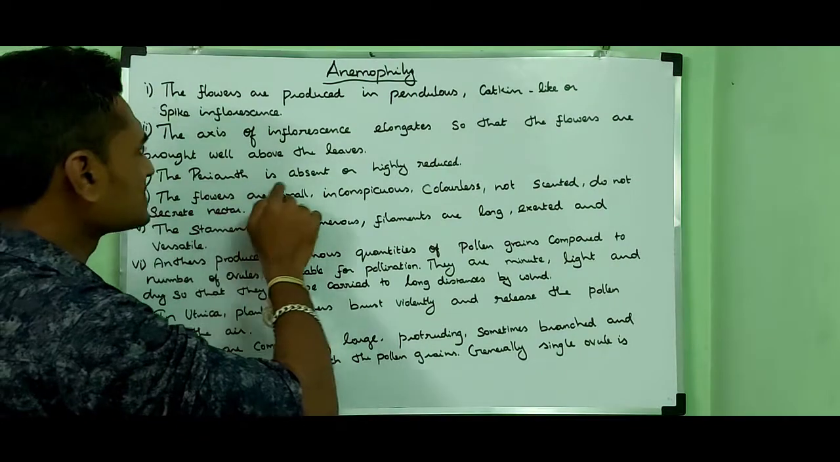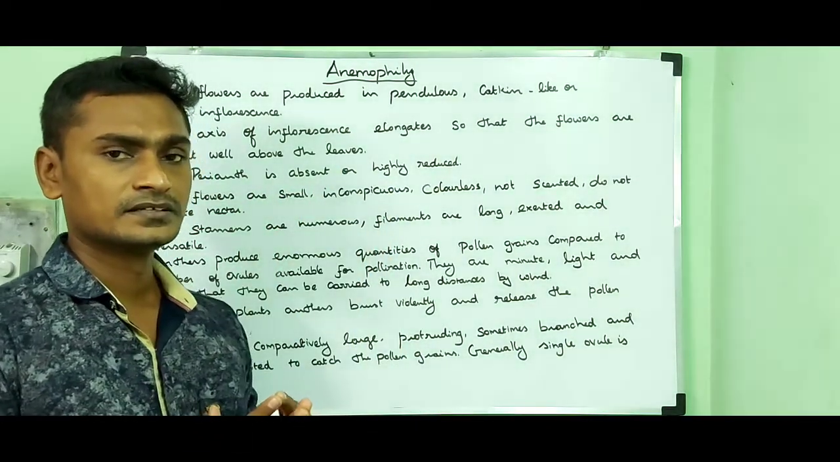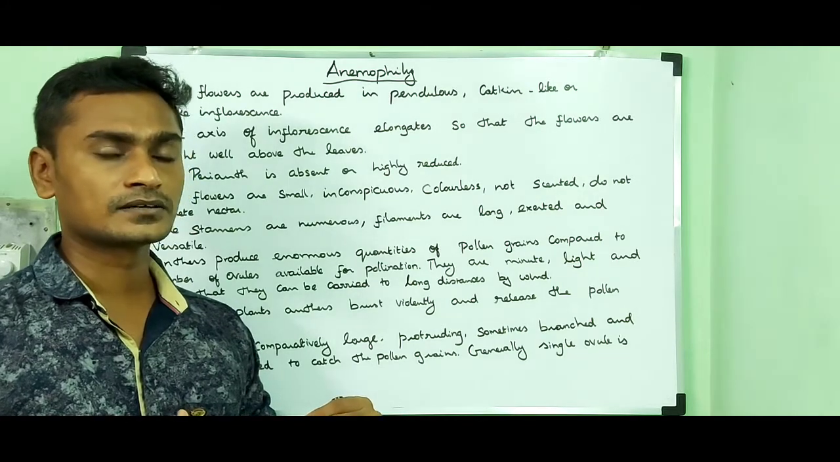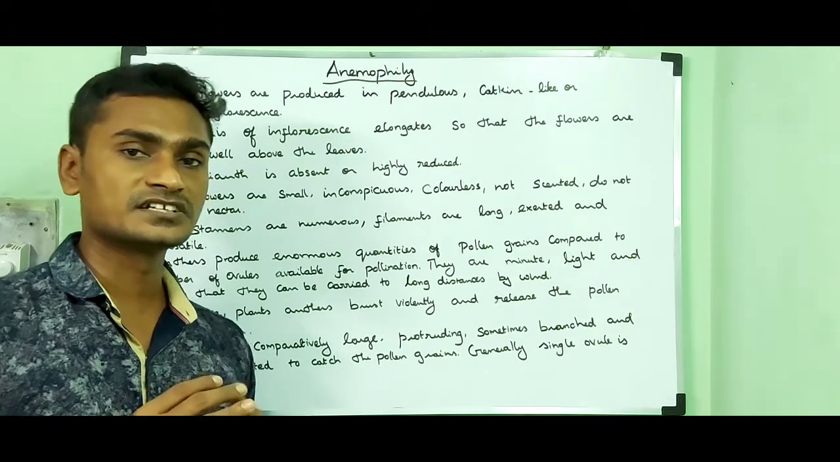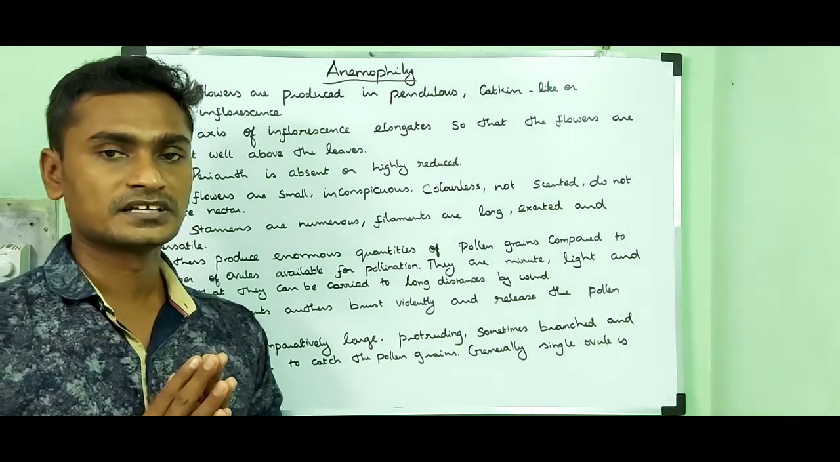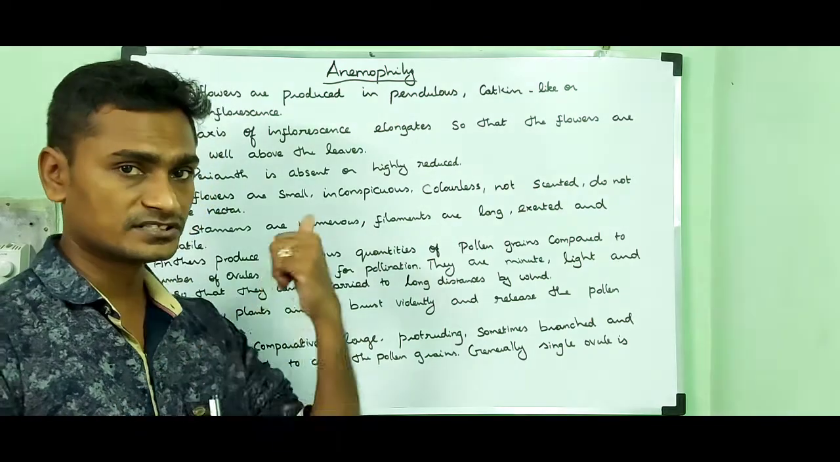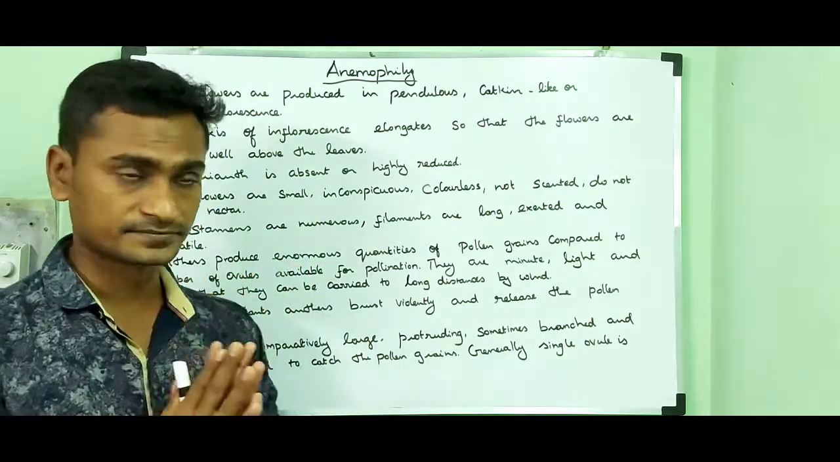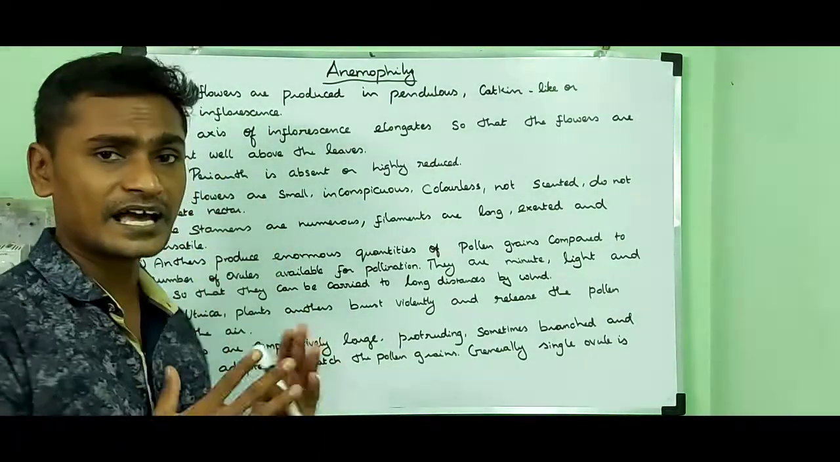Then perianth is absent or highly reduced. Perianth means calyx or corolla cannot be differentiated. It is an undifferentiated structure. We cannot call it calyx and we cannot call it corolla. That condition is called perianth, combinedly called perianth. In the case of anemophilous flowers, perianth is absent.